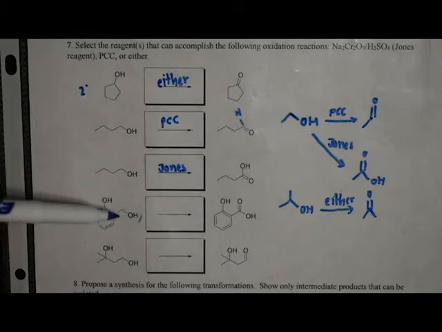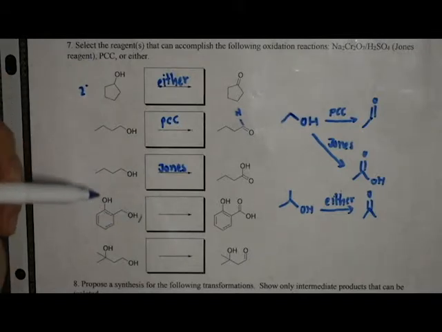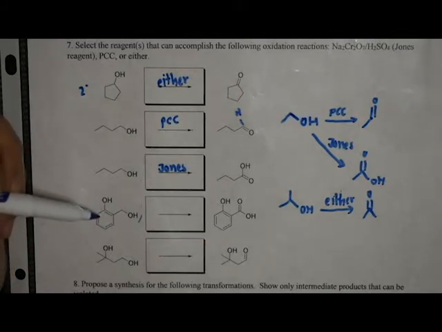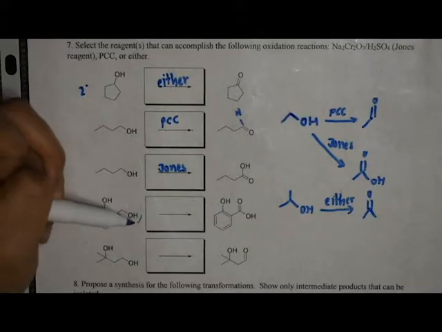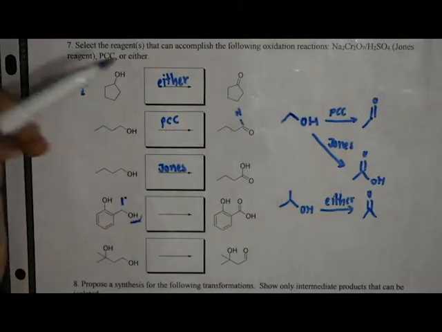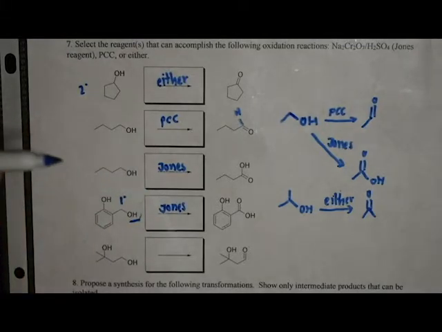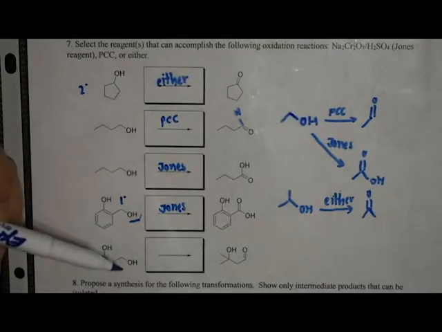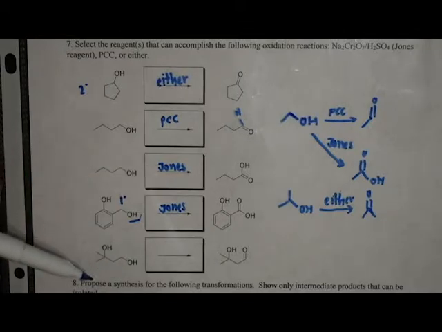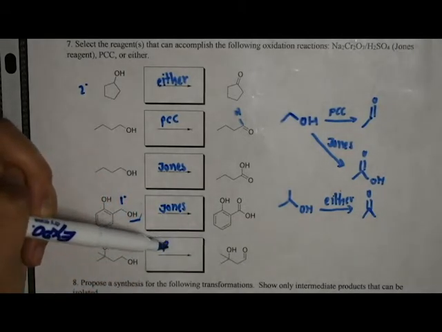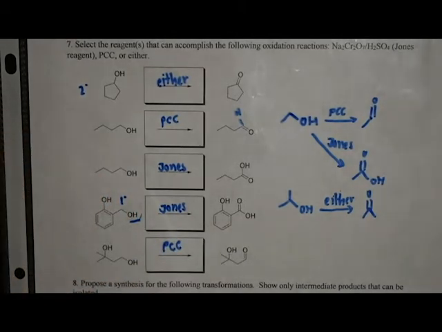Now for the next question, we have an alcohol that is connected to a benzene ring. And since that doesn't have any hydrogens attached to it, this cannot be oxidized. The other alcohol, on the other hand, is primary, and it gives us a carboxylic acid. And so we know that's a Jones reagent. Finally, once again, we have a tertiary alcohol, which cannot react with either. And then we have a primary alcohol, which gives us an aldehyde on this side. And so we know that'll be PCC.